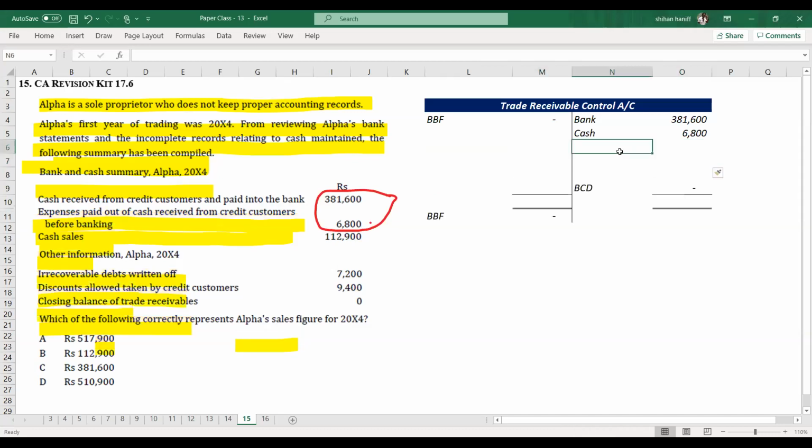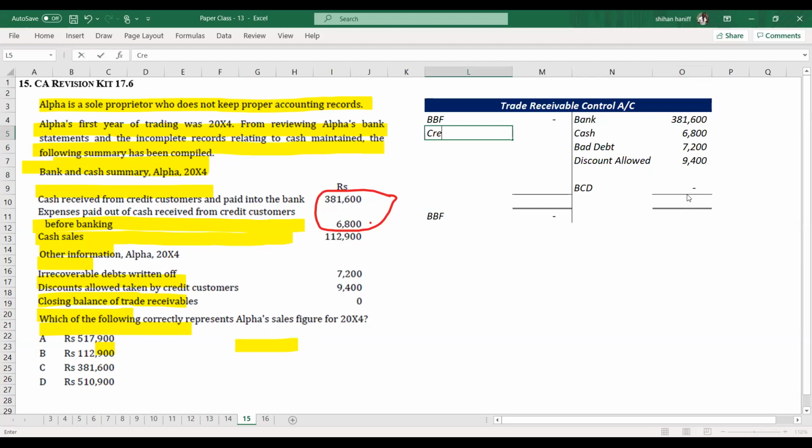Bad debt. Debtors account credit 7,200. Discount allowed 9,400. So the difference will be the credit sales.